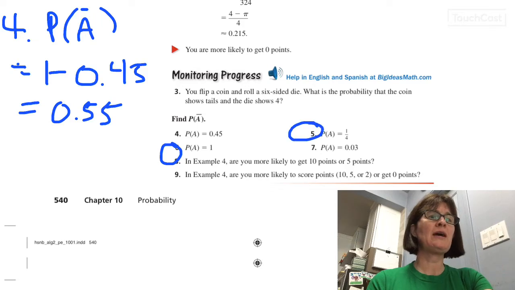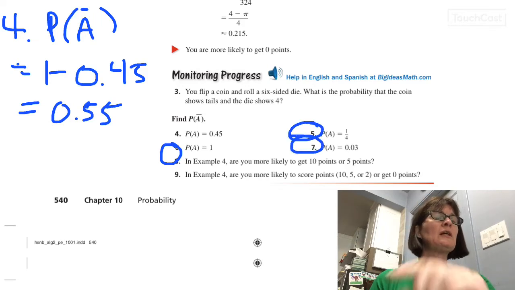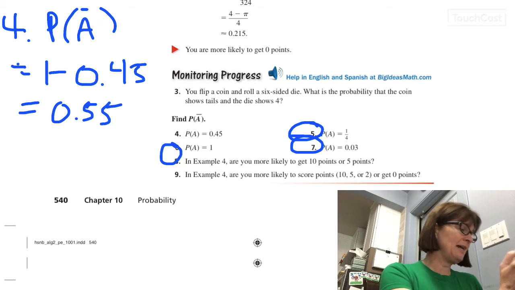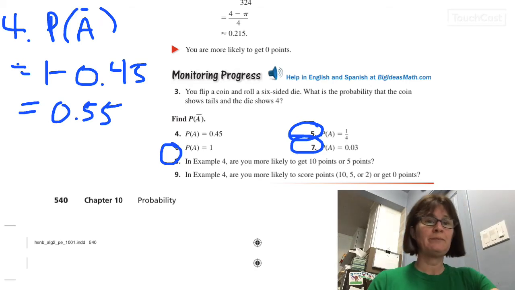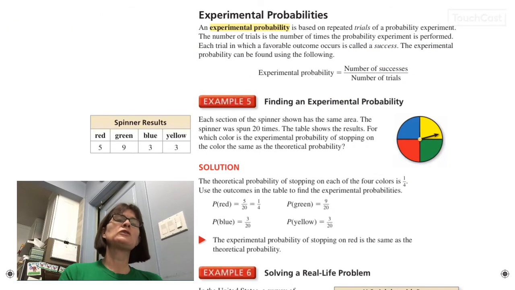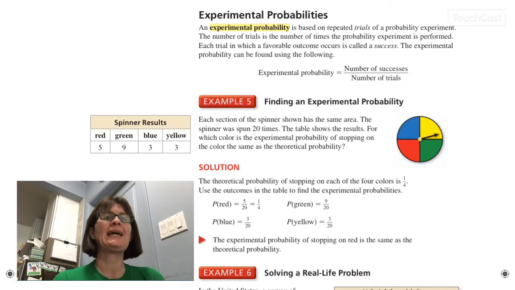So just be prepared to do that with fractions or decimals. The probability of something happening added to the probability of it not happening have to add up to 1.